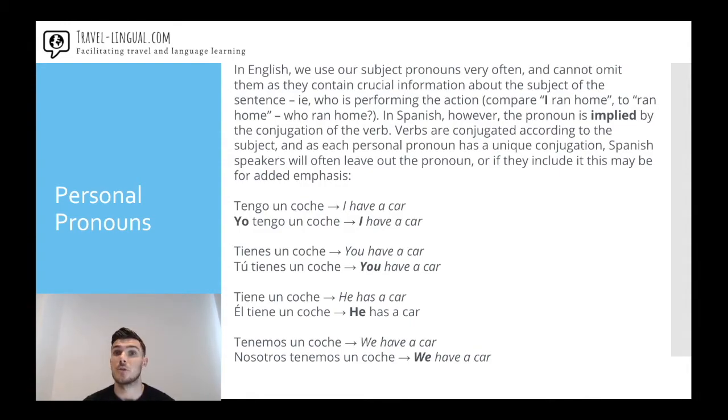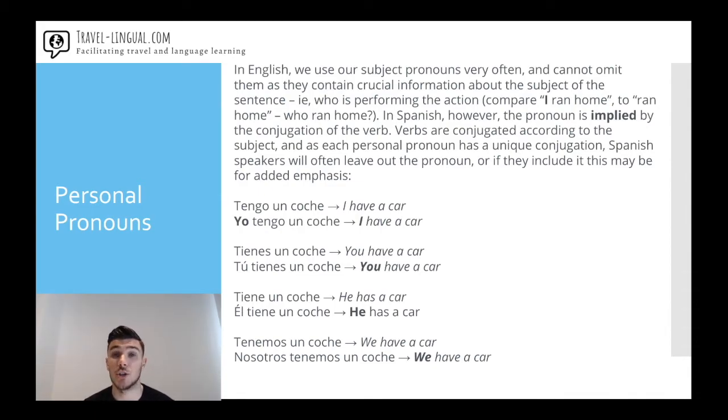Por ejemplo, for example, tengo un coche. I have a car. Tengo un coche. I have a car. Nice and simple. Yo tengo un coche. I have a car. There's the emphasis. You don't have to say yo, which means I, that's the pronoun, but it adds emphasis.